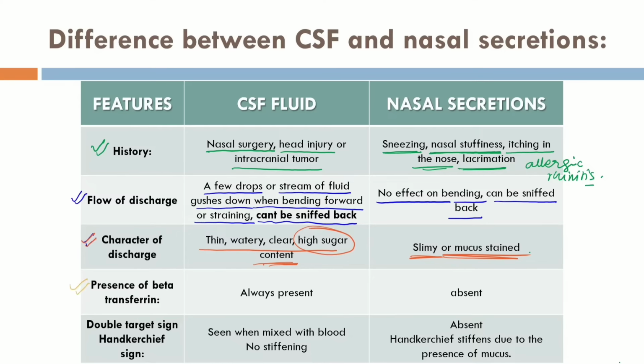Next one, presence of beta transferrin, very important. CSF rhinorrhea always present. Nasal secretions, no, that is totally absent. And very importantly, that is the double target sign on the handkerchief sign, seen when mixed with the blood. No stiffening. Nasal secretion is absent totally. Handkerchief stiffens due to the presence of the mucus. Okay.